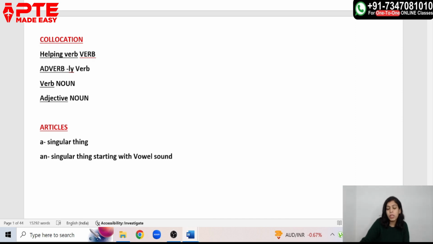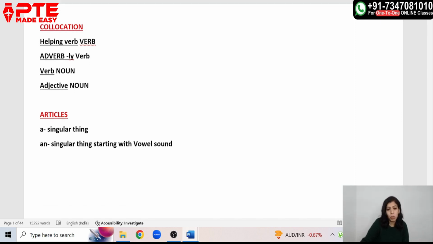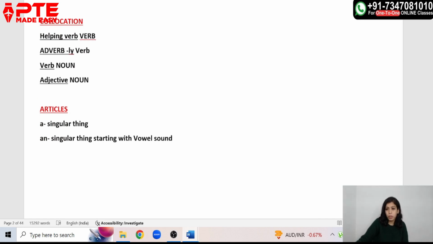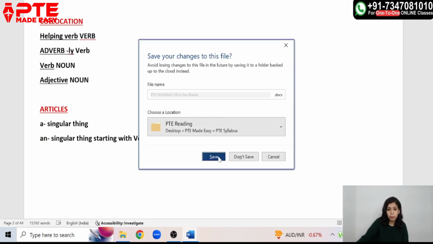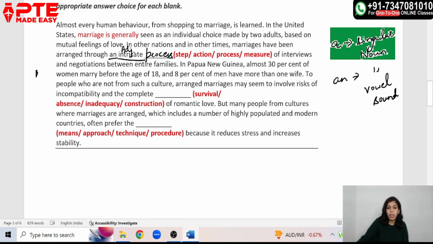With a and an we use a singular noun, but with an we use a singular noun with a vowel sound. And with the we can use either singular or plural. Okay, so this part is done. Now let's look at this one again.